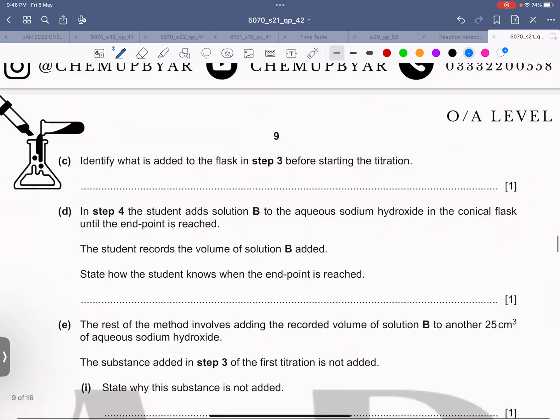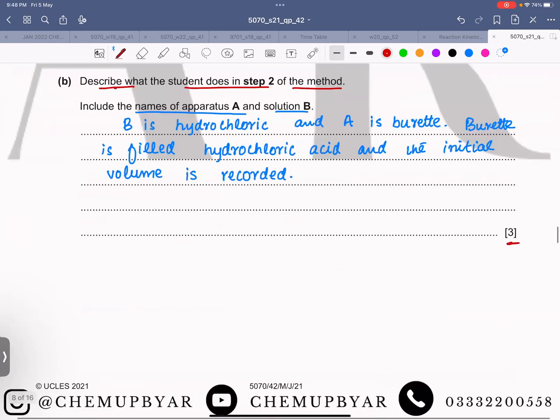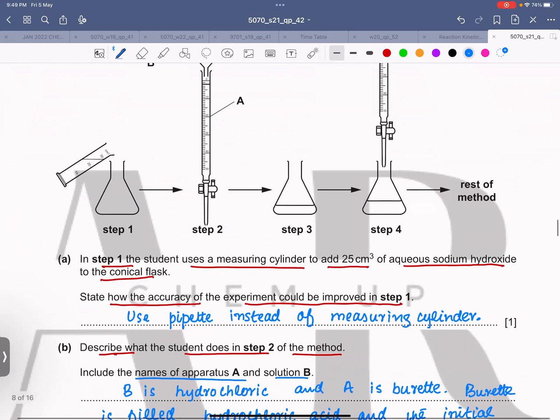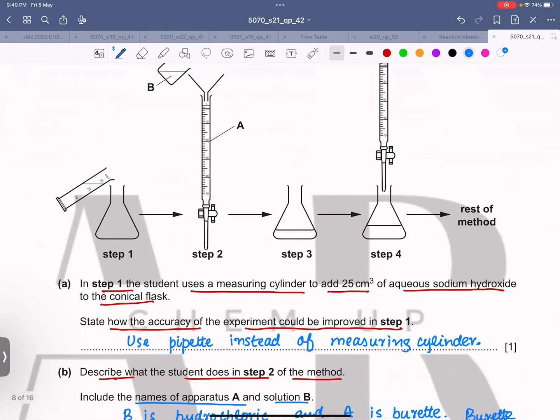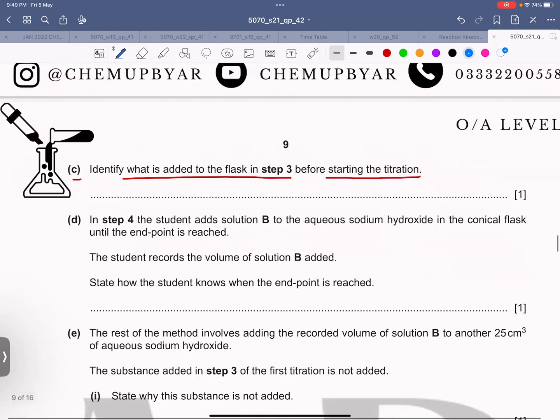Okay. Now, in C, identify what is added to the flask in step 3 before starting the titration. So if you see, what would we have to add over here? Yes, can anyone? Before starting the titration? Sorry? Indicator. Yes, we would add indicator.